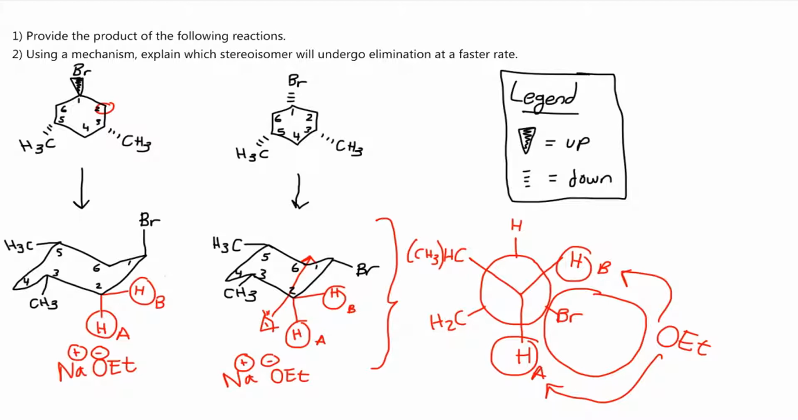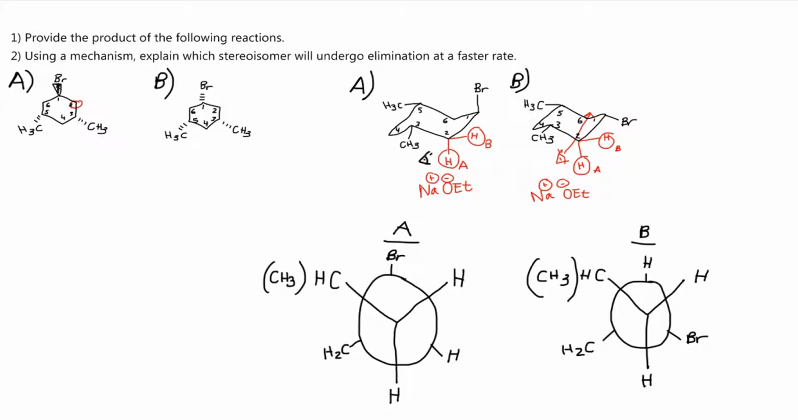So now I'm going to draw the Newman projections for both of these chair conformations, so it's a little easier to see which chair conformation would allow for easier hydrogen abstraction. Okay, I've drawn both chair conformations, and I've also drawn both Newman projections. If we look at the Newman projection for A, we can see that the bromine and the hydrogen are anti to each other. If we look at molecule B, we can see that the bromine is not anti to a hydrogen, but in fact it's anti to a methyl group attached to a carbon.